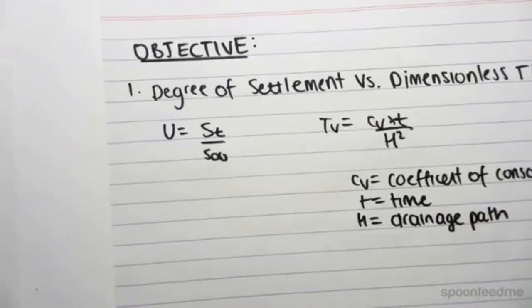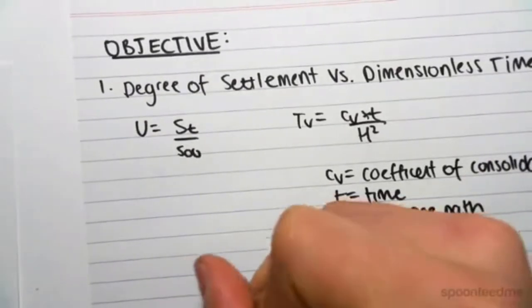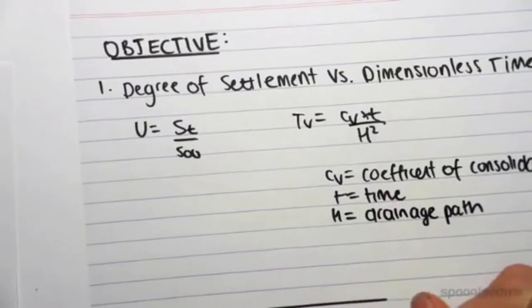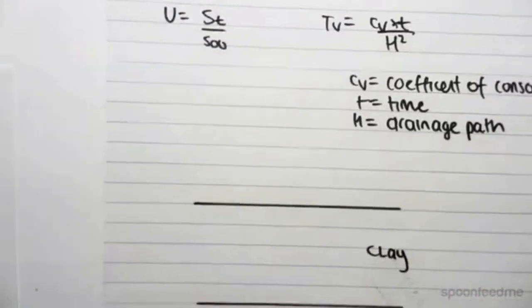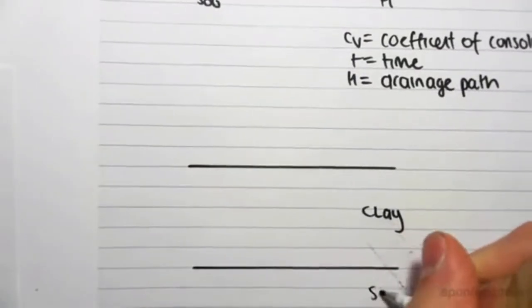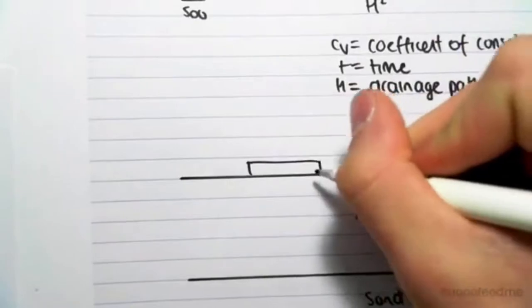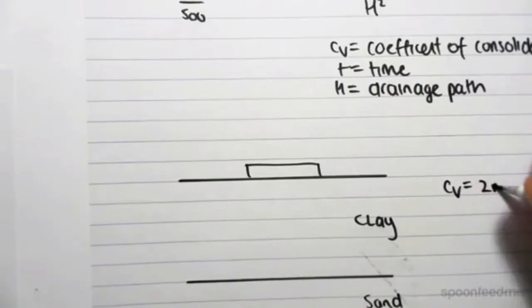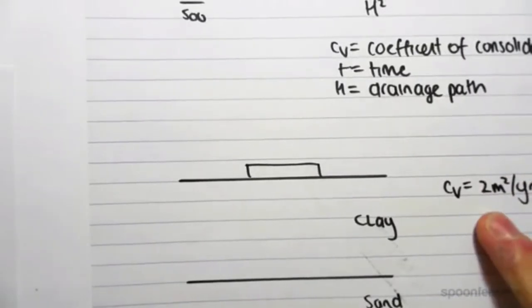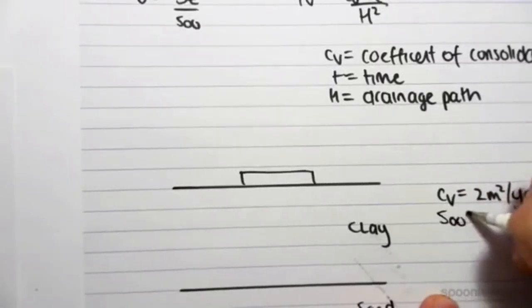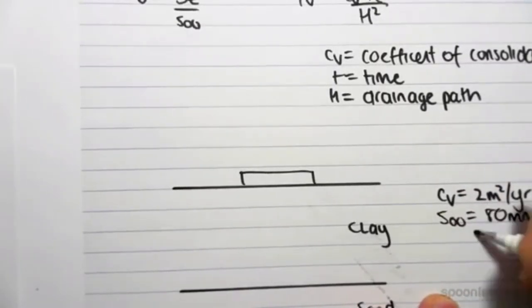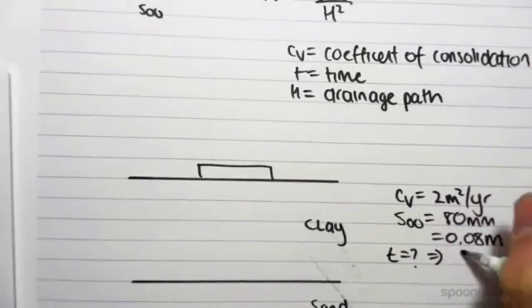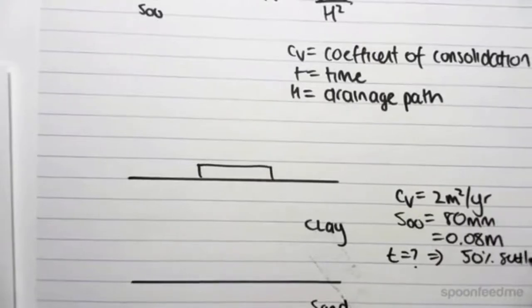So we're going to do a quick example. Let's say we had a profile of soil. So we have a clay layer, and beneath that a sand layer, and this is where a building would be, and we have the air at the top. So let's say the CV given was 2 meters squared per year, so this is the coefficient of consolidation. And let's say that we had a final settlement of 80 millimeters, which is the same as 0.08 meters. And we want to know the time it takes to get 50% settlement. So how long does it take for the settlement to reach 50%?